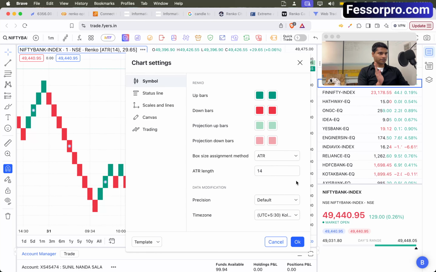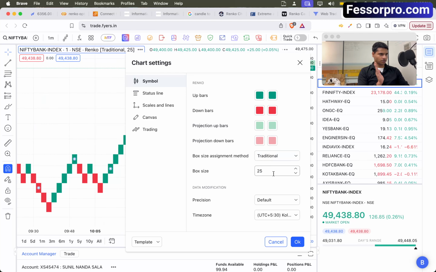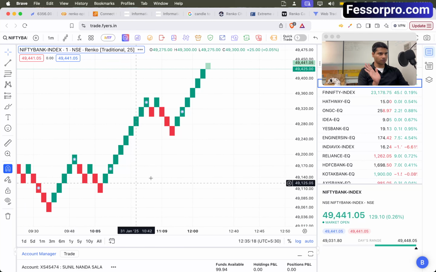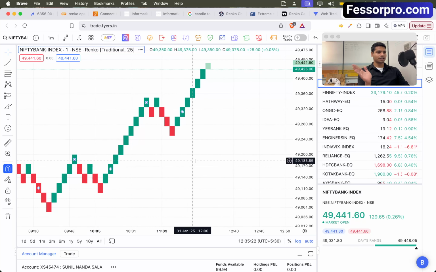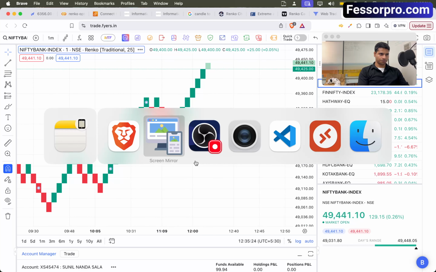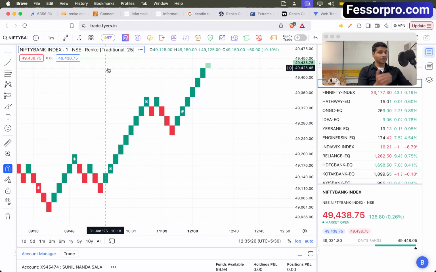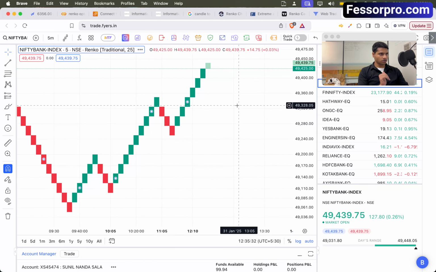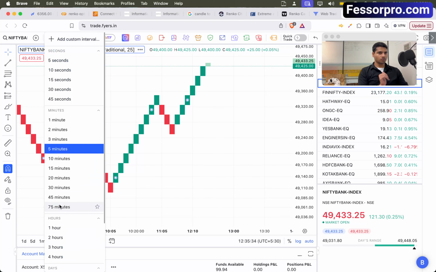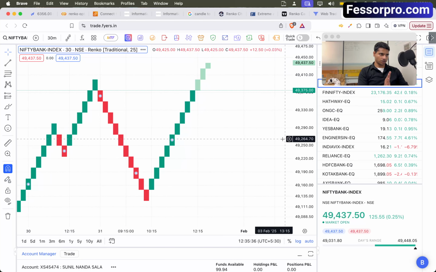Let's try to understand now. I'll just change this to traditional, and right now the box size is 25 and I've clicked on OK, and this is how the chart looks. Let me explain how a candle chart is converted to a Renko chart. Now remember that right now I'm on the 1 minute time frame. If I change this to, let's say, a 5 minute time frame, the chart will also change accordingly. If I change to 30 minute, again the chart will change.